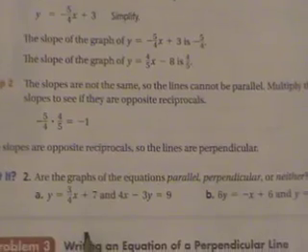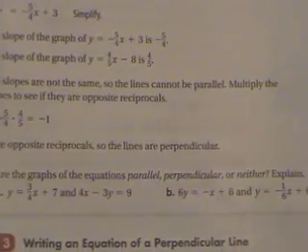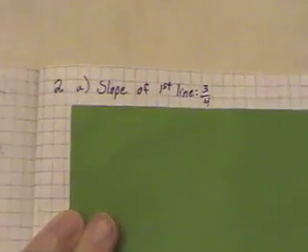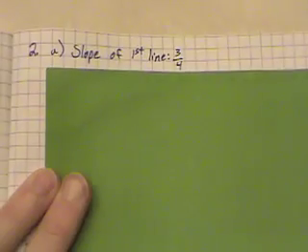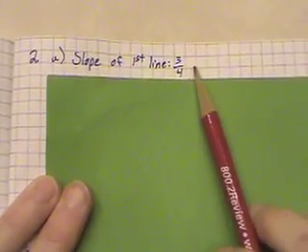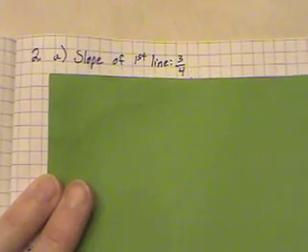Got it. Number 2, letter A, letter B. Get them done in your book. So I'm going to talk you through letter A, and then I'll just show you letter B. The slope of the first line, it's easy. It's in slope-intercept form, so it's 3/4.